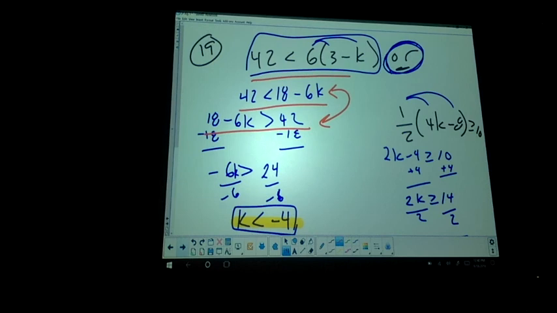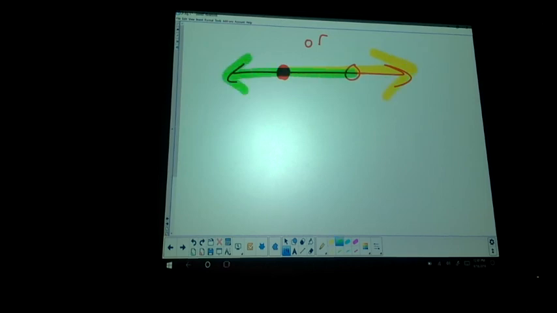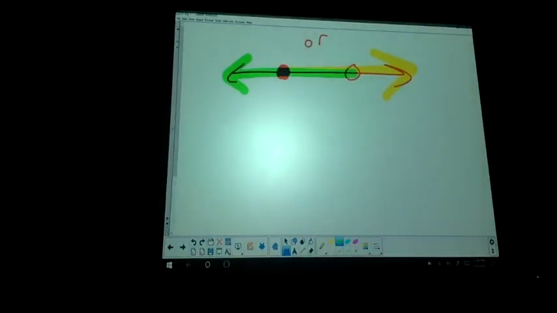All right, so one thing I want to show you real quick. Let's say I had an OR problem and I had those two values, but let's say when I highlighted it, this happened. What do you think your answer would be in that case? What do you think? It's an OR. How much needs to be true?